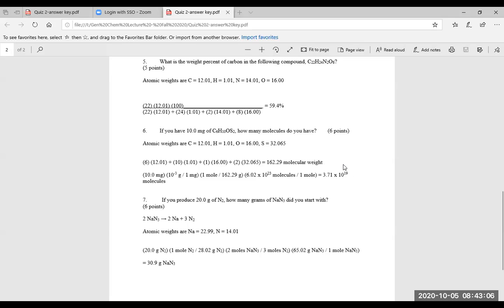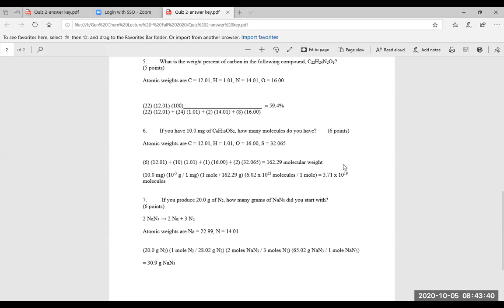Then you would need to know the molecular weight of the compound. So, how I described in question 5 how to do the molecular weight, you do a similar thing here. For the carbon, 6 times 12, plus the hydrogen, which is 10 times 1, plus the oxygen, which is 1 times 16, plus the sulfur, which is 2 times 32. You do all that math and the molecular weight's 162.29.